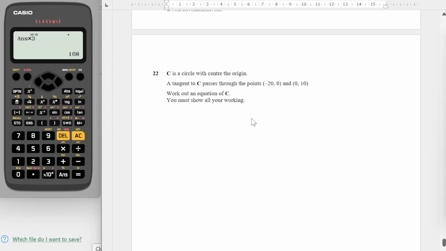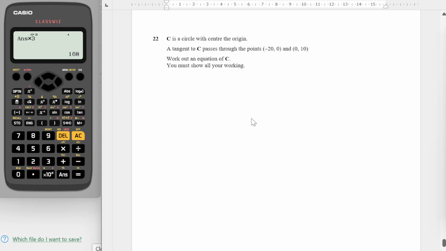Yes. So circle C has centre in the origin. A tangent to the circle C passes through the point (-20, 0) and (0, 10). Work out the equation of C. So let's discuss what we've got. We've got the equation of a circle passing through the centre. We've got a point at roughly minus 20, 0.